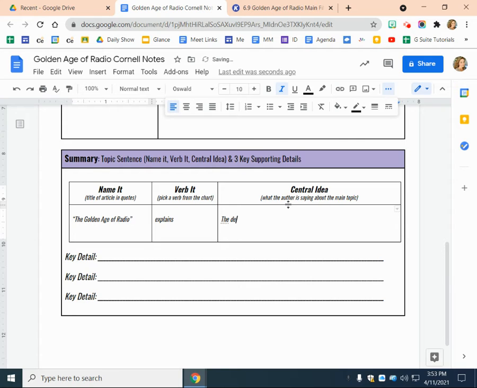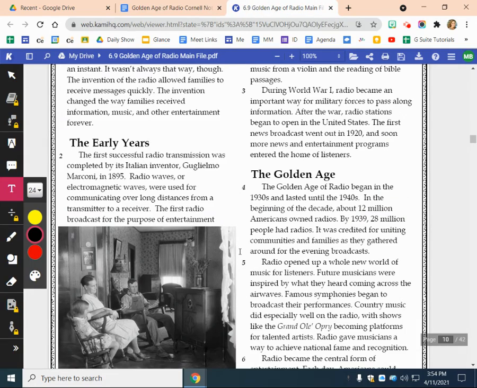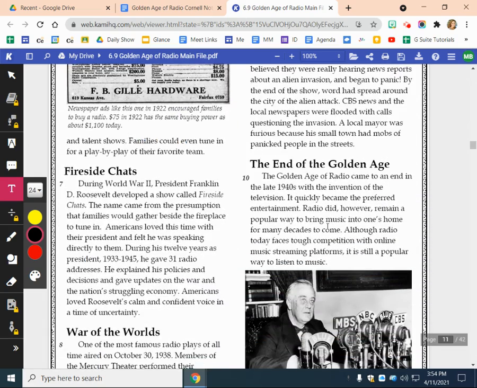So I want to say the golden age of radio explains the development of the radio from its invention to... Let's go back. Let's think about this. This is good. I have to struggle a little bit with this one. So it's from the early years to the end of the golden age.